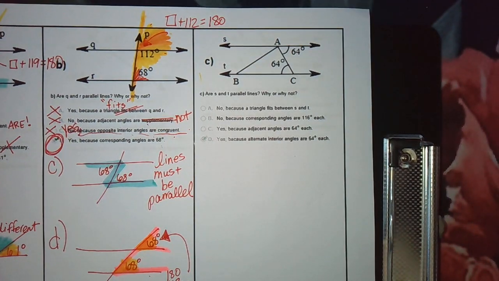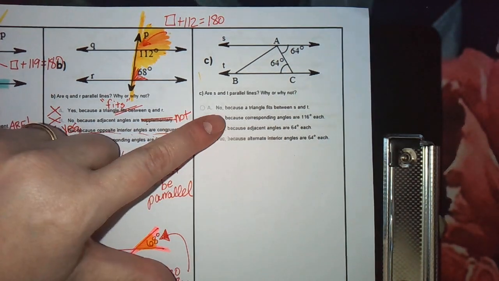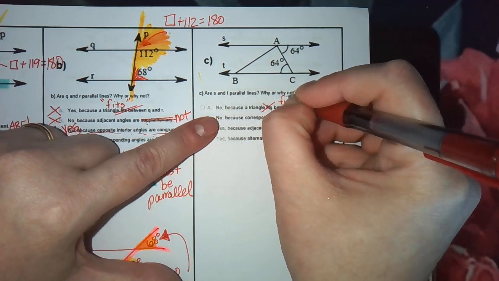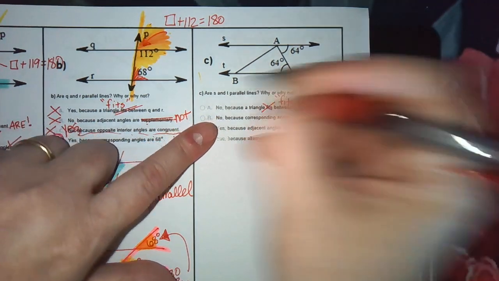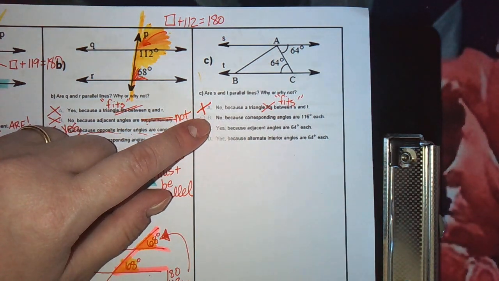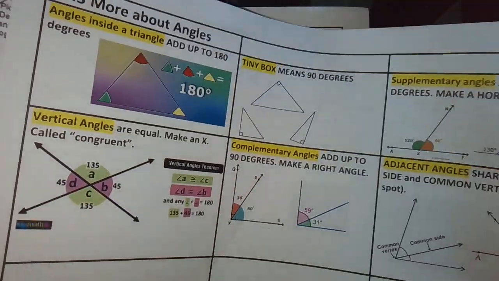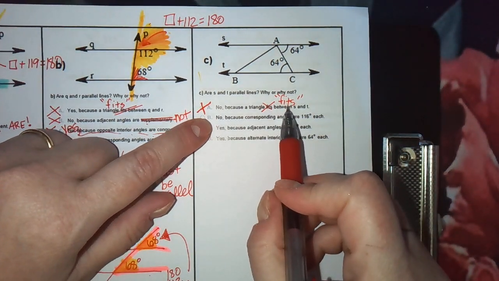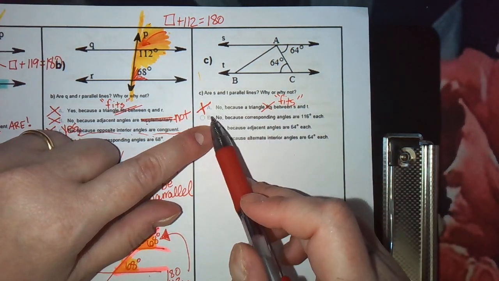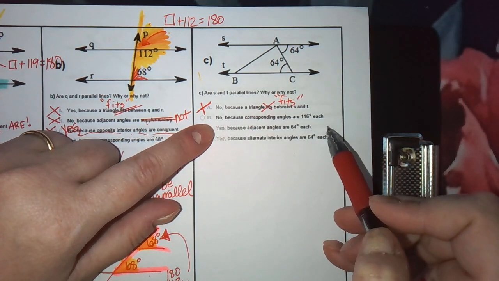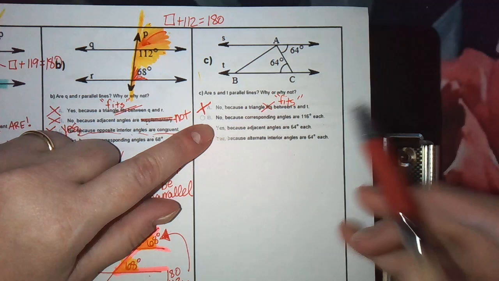It says, are S and T parallel lines? Why or why not? Okay, well, let's see. Part A says that word fits. We're not trying to put on a pair of pants at Target. So we don't care about A. We need to use the vocabulary words, or we need to use the numbers. We don't need to use a random general word. Okay, let's see. It says no because corresponding angles are 116 degrees each.